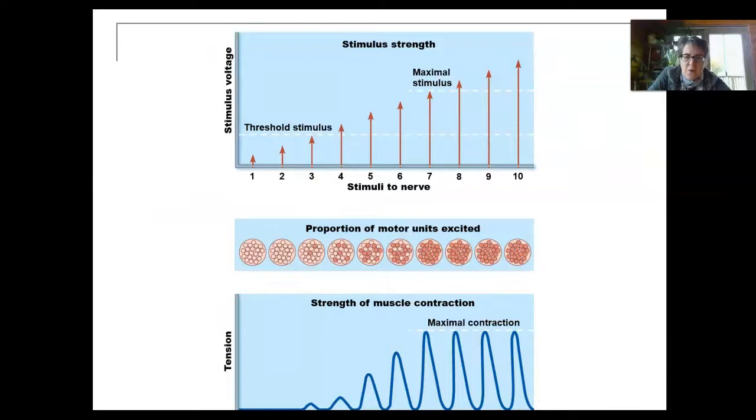All right, so I changed the order on how I talk about these. This is not something you will see in your book, but it's a really interesting graphic, and it's one of my favorites. I've got 3 separate things going on. I've got this one at the top, and this is talking about stimulus voltage, so this is talking about stimulus strength.